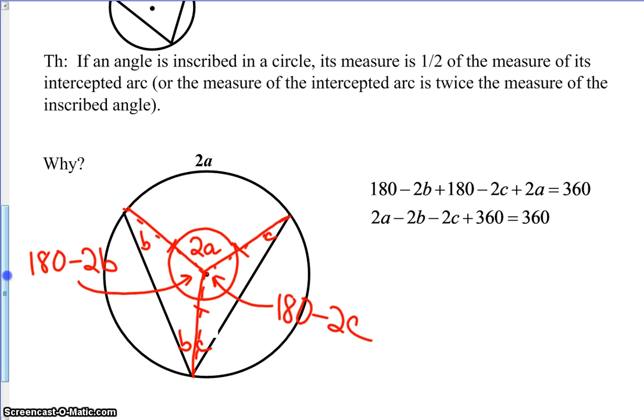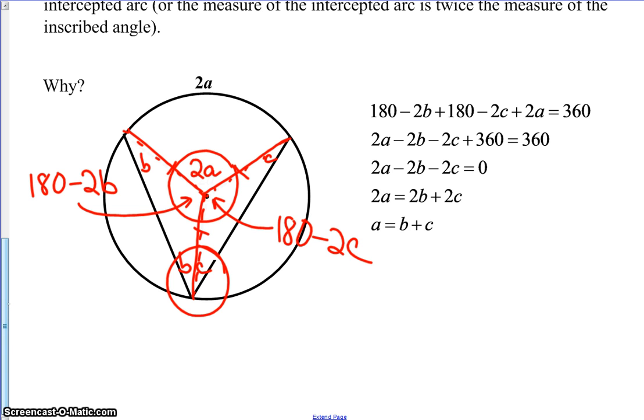Combine my like terms and then subtract 360 on both sides, and I had 2A minus 2B minus 2C equals 0. I was trying to find out something about the inscribed angle, but I wanted its relationship to the arc up here above it, which was 2A. So I solved the equation for 2A, divided both sides by 2, and figured out that A equaled B plus C. Now, I can tell that B plus C together is my inscribed angle, so that means the measure of my inscribed angle is A.